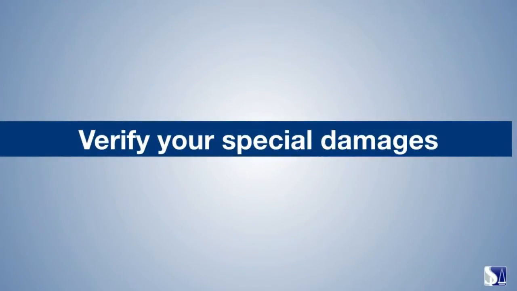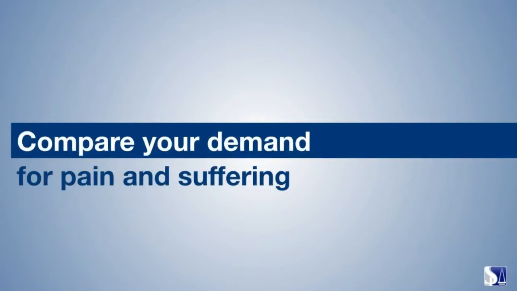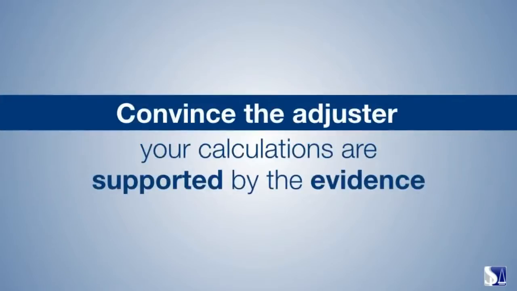For general damages, pain and suffering, the adjuster will compare the amount you're demanding to what he thinks is appropriate. His assessment of your pain and suffering will always be different than yours, especially because it's often based on computer-programmed statistics. You'll have to convince the adjuster your calculations are realistic and fully supported by the evidence. This is the nitty-gritty of settlement negotiations.